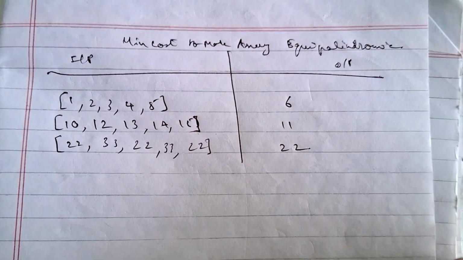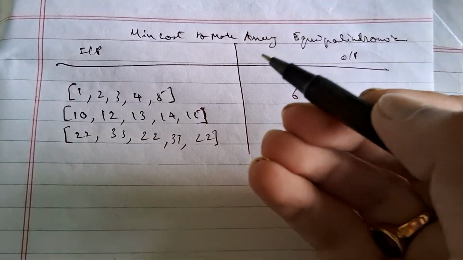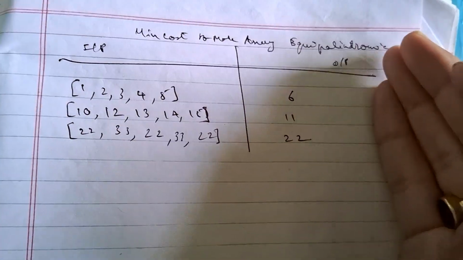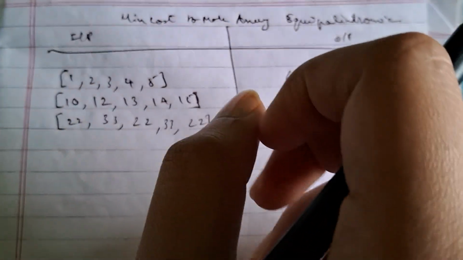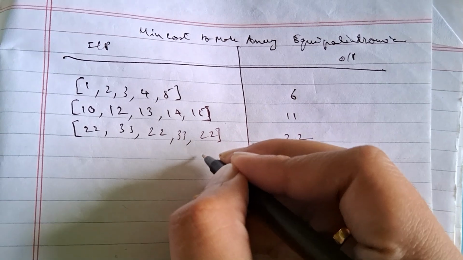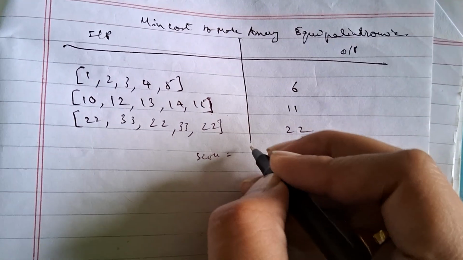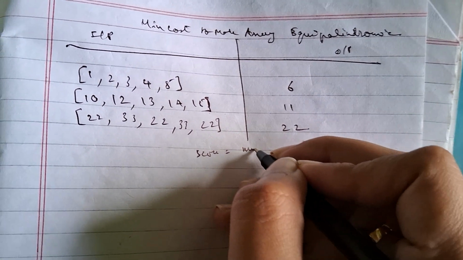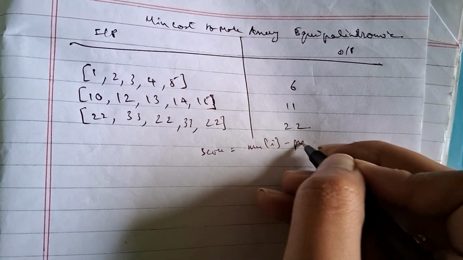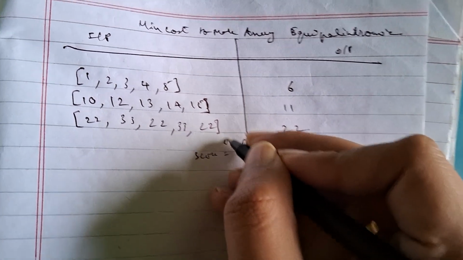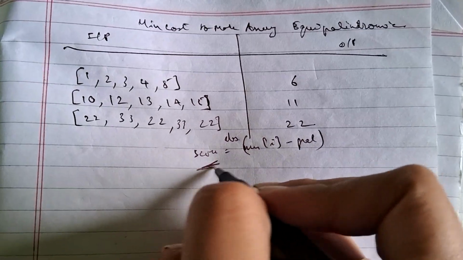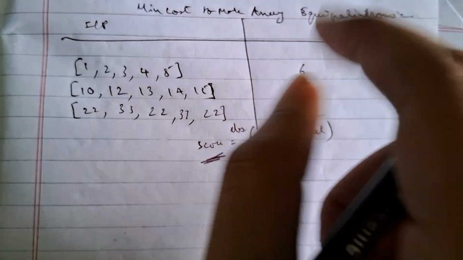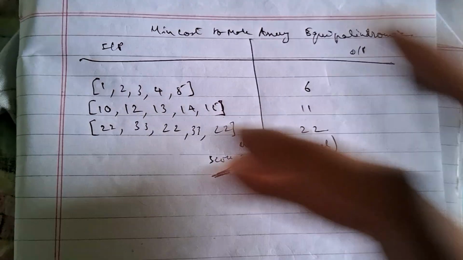So the problem statement is very simple. You're given an array and you have to find a palindrome such that if you convert all the numbers into that palindrome, the score, which is the sum of the absolute value of nums[i] minus that palindrome, is minimized. So you have to minimize the score as much as possible and make all the elements equal to a palindromic number.